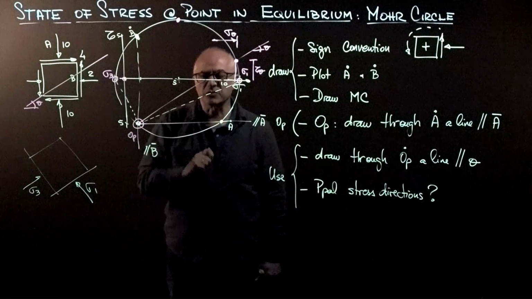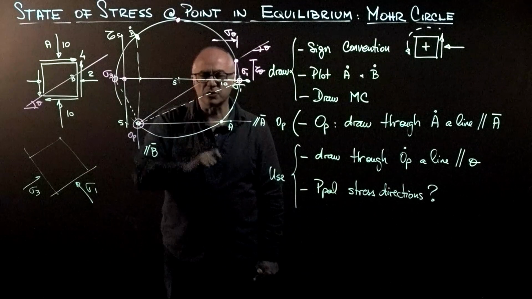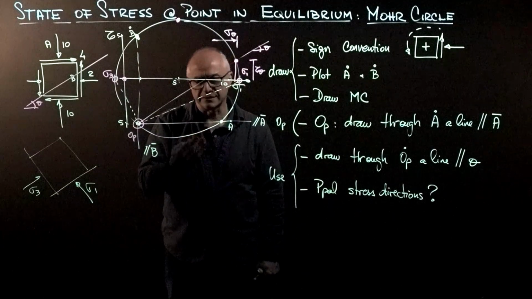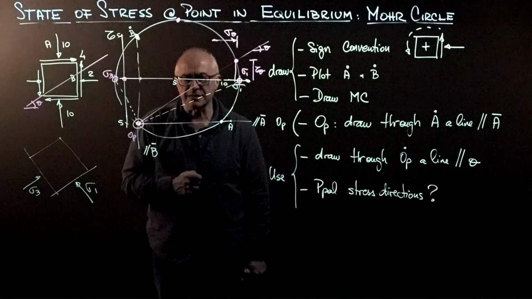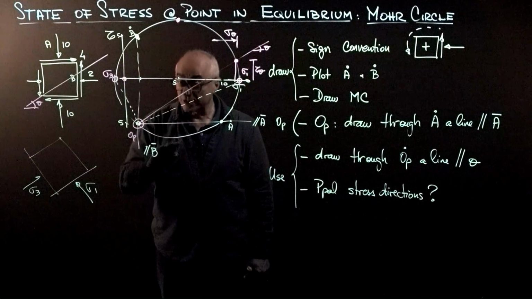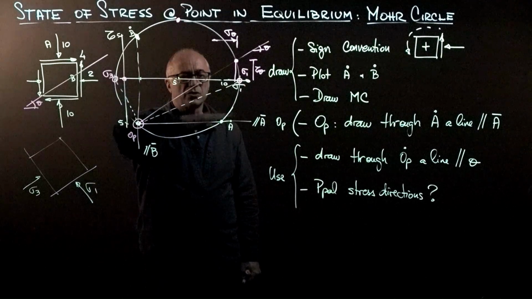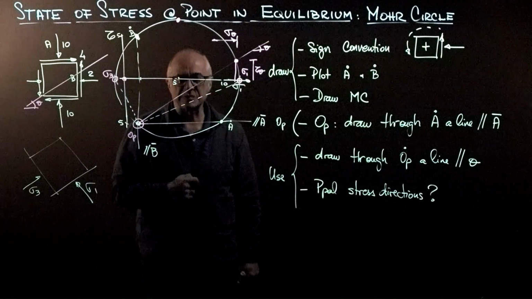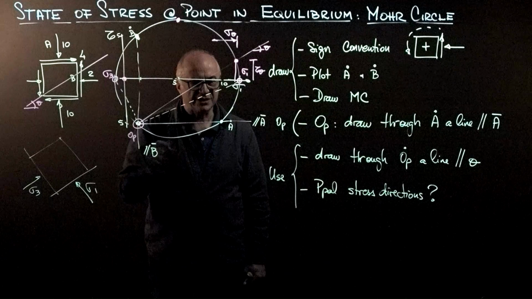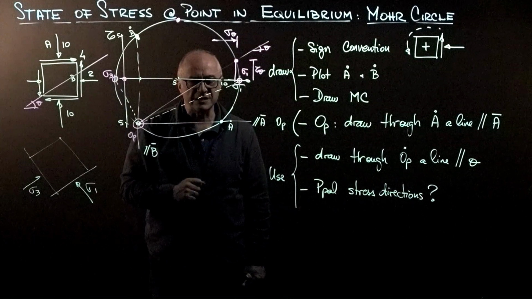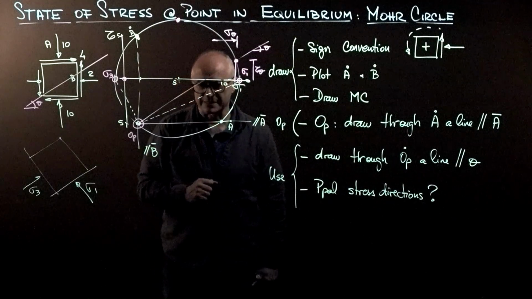The next step is to identify the origin of planes, which is from either A or B. You draw a line parallel to the face that A or B are acting on. They intersect the circle at the origin of planes. From the origin of planes, you can determine the state of stress in any direction, or if you know the state of stress, you can determine the direction. And the origin of planes is unique because it's where the principal stress directions intersect, starting from the values of the principal stresses.